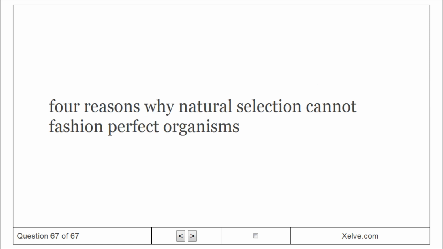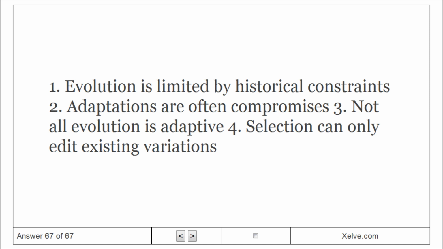Four reasons why natural selection cannot fashion perfect organisms. 1. Evolution is limited by historical constraints. 2. Adaptations are often compromises. 3. Not all evolution is adaptive. 4. Selection can only edit existing variations.